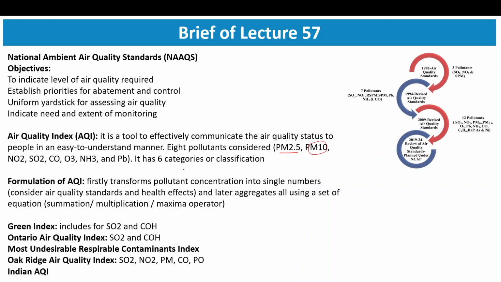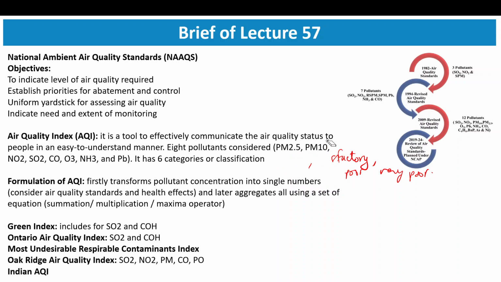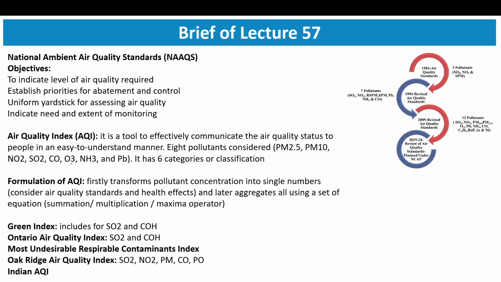And depending on the AQI, it can be classified as good, satisfactory. So there is a long list, I guess six: poor, very poor, and so on. So I'm not listing all here, but depending on what AQI is prevailing right now, it is categorized as poor or satisfactory or good air quality, right?